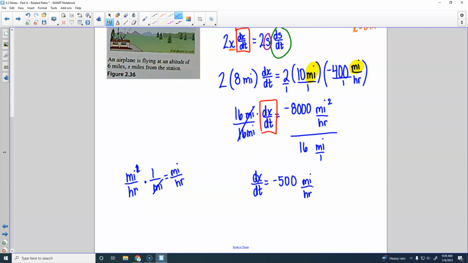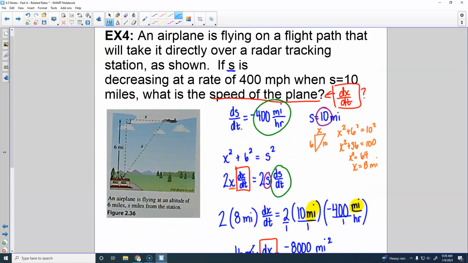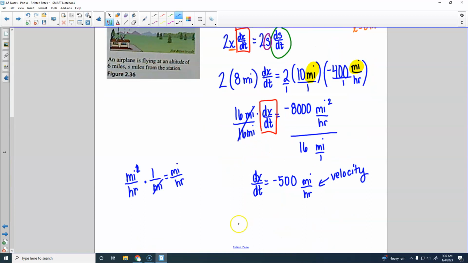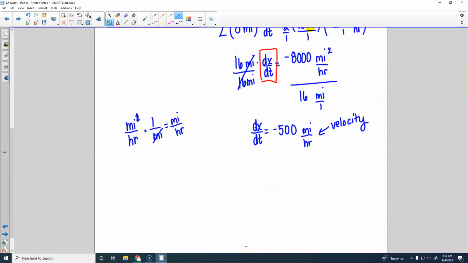Now technically this is not the answer. That is the velocity, because it has a sign, right? What did the question ask us for? Speed. Does speed have direction? It does not. So it's just 500 miles per hour would be your answer. If they asked for velocity, though, you would need that negative.